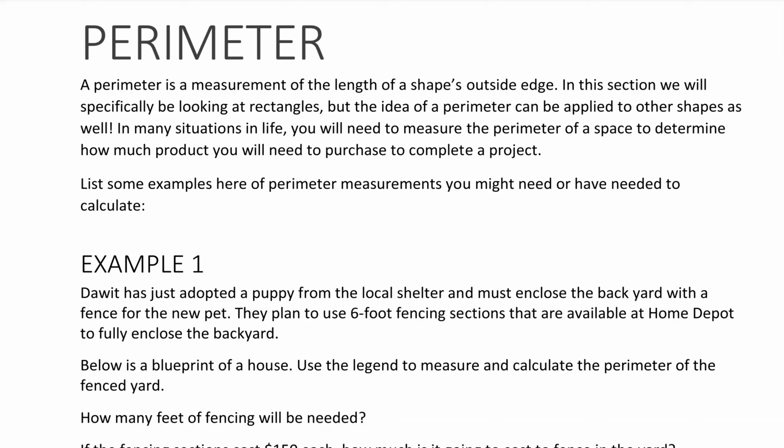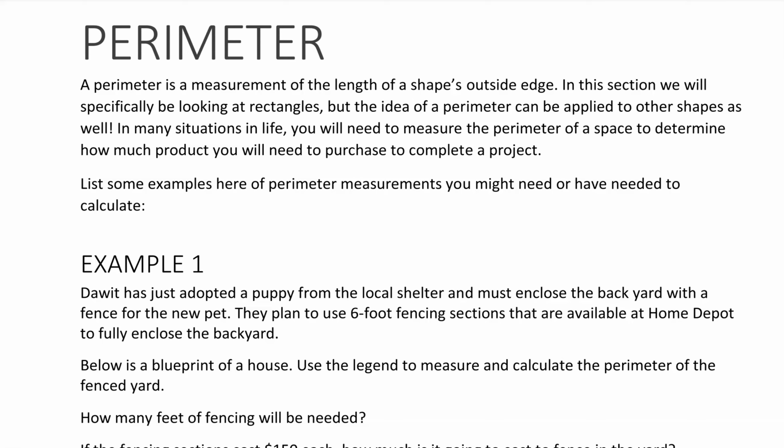Today we're going to be talking about perimeter. A perimeter is a measurement of the length of a shape's outside edge. In this section, we will specifically be looking at rectangles, but the idea of a perimeter can be applied to other shapes as well. In many situations in your life, you will need to measure the perimeter of a space to determine how much product you will need to purchase to complete a project.